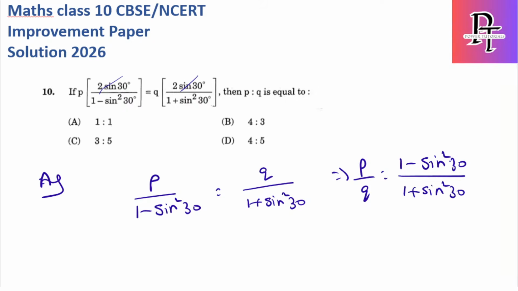So I know what is sin 30. Sin 30 is 1 by 2. So this becomes 1 minus 1 by 4 by 1 plus 1 by 4. 1 minus 1 by 4 is 3 by 4. 1 plus 1 by 4 is 7 by 4. Hence the answer is 3 by 7. Sorry, 1 plus 1 by 4 is 5 by 4. So the answer is 3 by 5. So option C is the right answer.